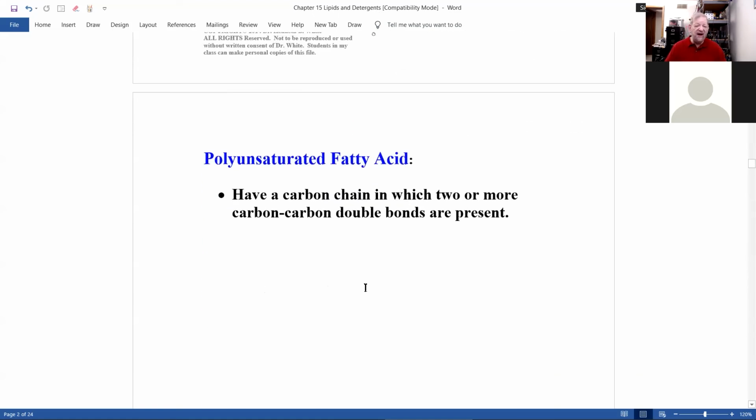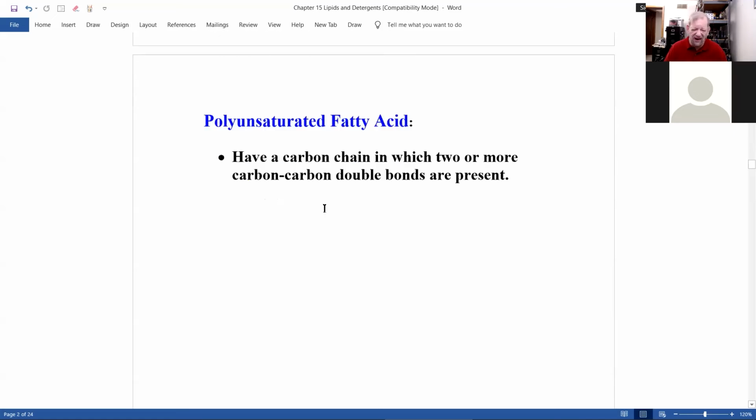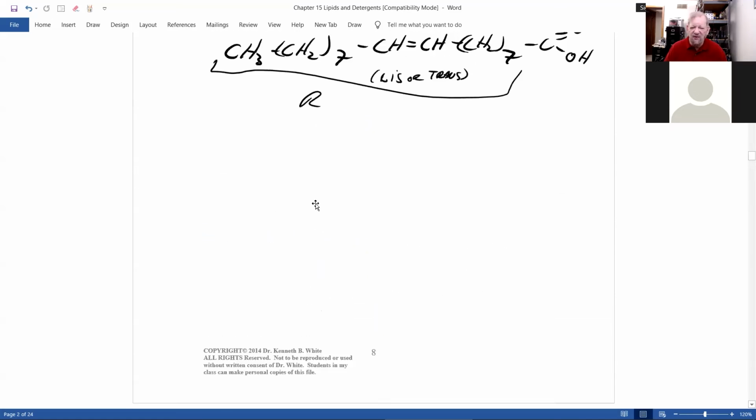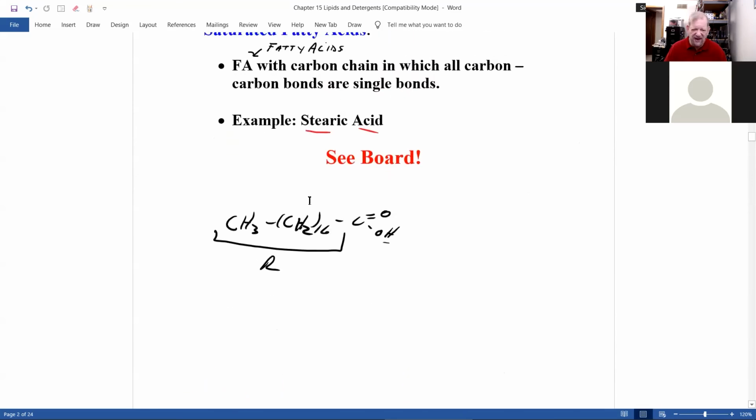Now, you can also have polyunsaturated fatty acids, which I'm not going to really talk about. And those have more than one double bond, 2 or more. And I'm not going to talk about these. Now, let's go back and look at oleic and stearic acid.